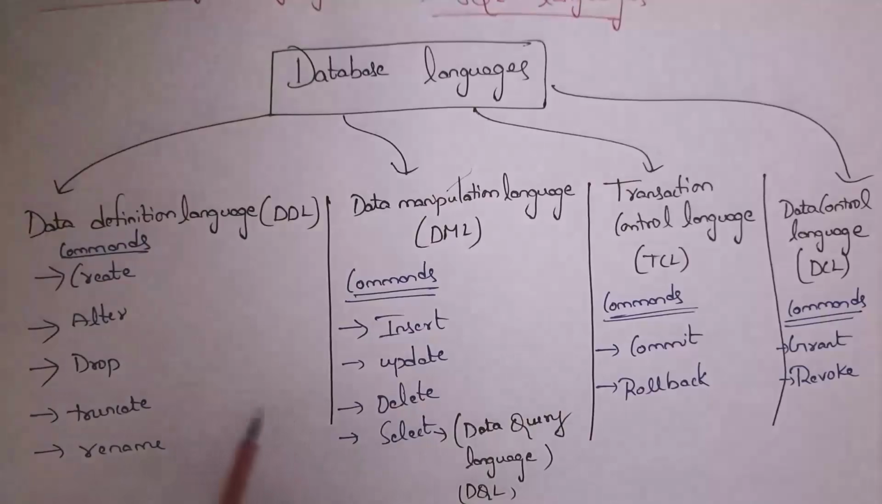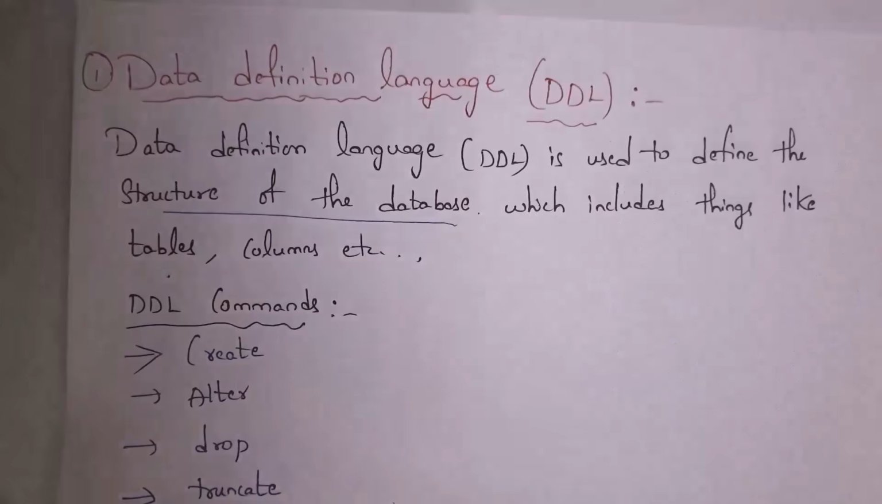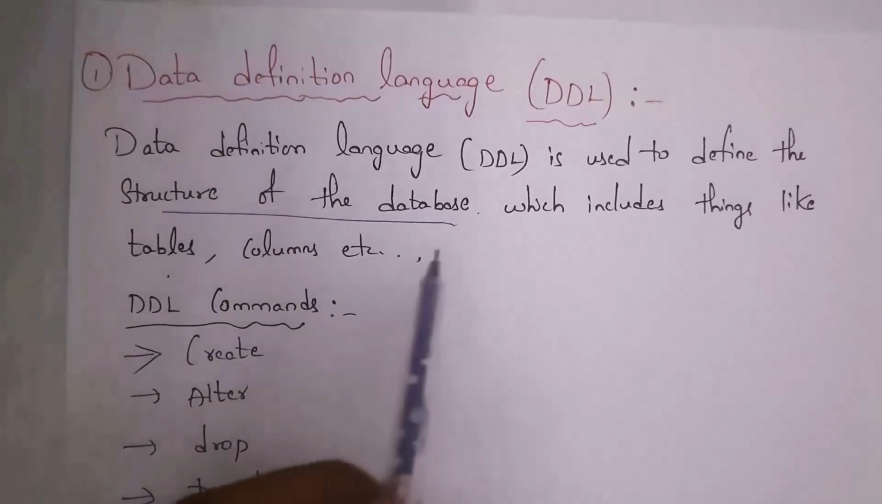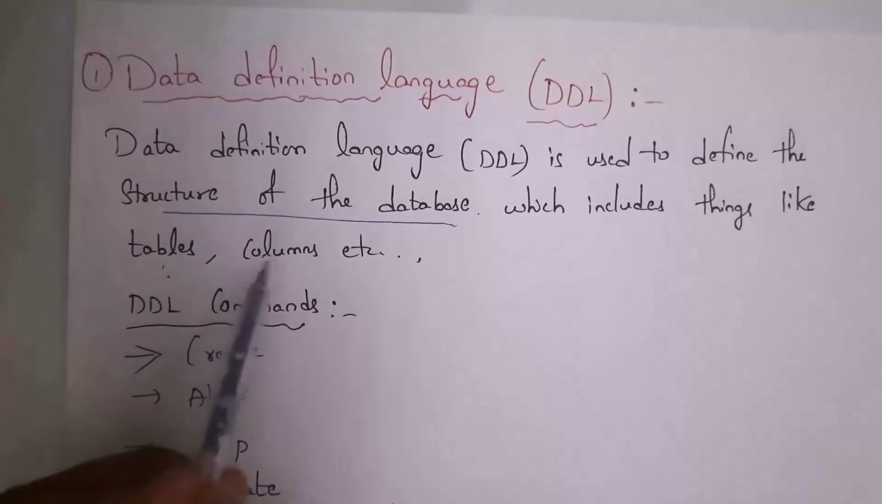At first I will explain what is data definition language. Shortly we call it DDL. Guys, data definition language is used to define the structure of a database. Defining structure is nothing but creating tables, columns, etc.